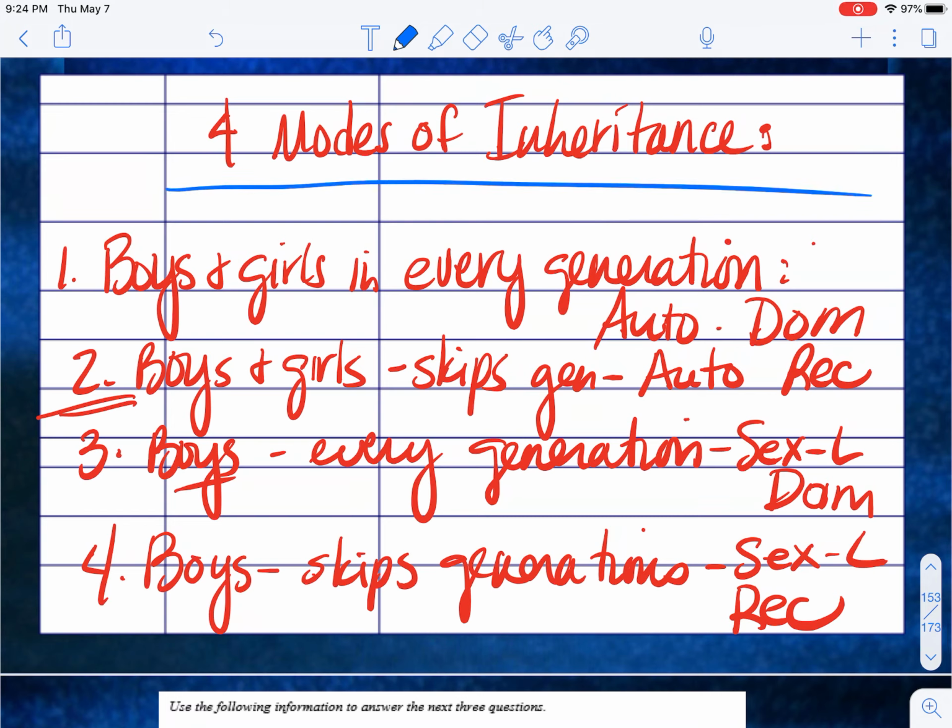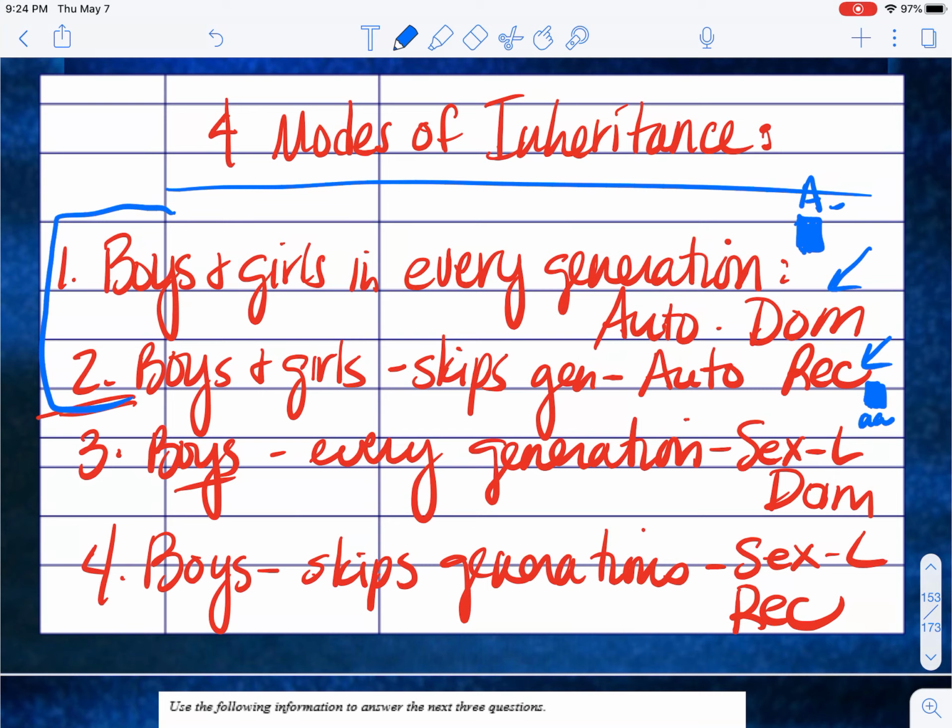Anyways, I put a review in here for modes of genetic inheritance. And remember, if it is boys and girls, that means it's going to be autosomal. It's on chromosome number 1 to 22 somewhere. And if it's in every generation, boys and girls, it's autosomal dominant. If it skips a generation, boys and girls, it's recessive. So if it's autosomal dominant, every shaded one is going to be dominant. If it's autosomal recessive, that means every shaded one is recessive. Okay?